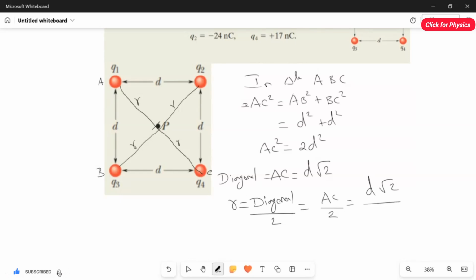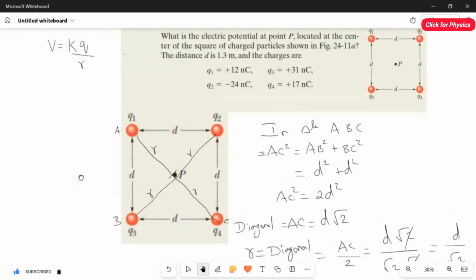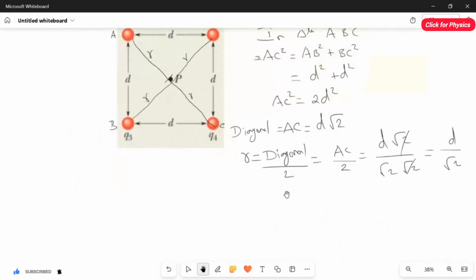So 2 root 2 over 2. We can write 2 as root 2 times root 2, so we can cancel a root 2 with this root 2. So finally, the R value here is d over root 2. Clear? Now it's very easy. We are going to apply the formula for all the four charges. By that we will get the net electric potential at point P.